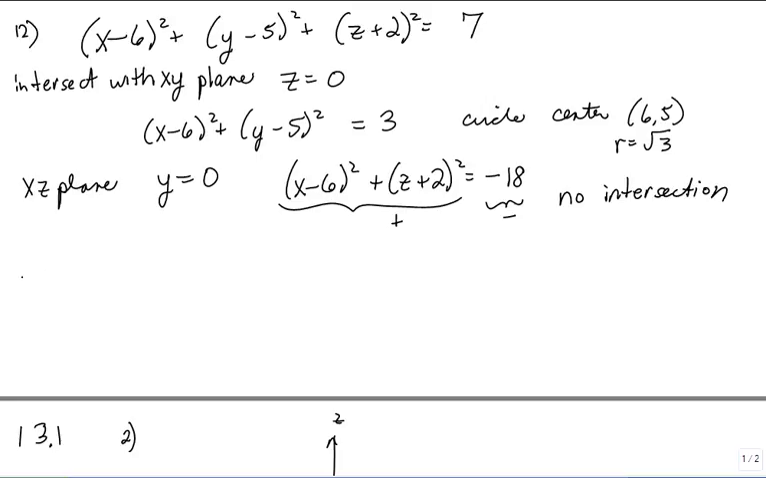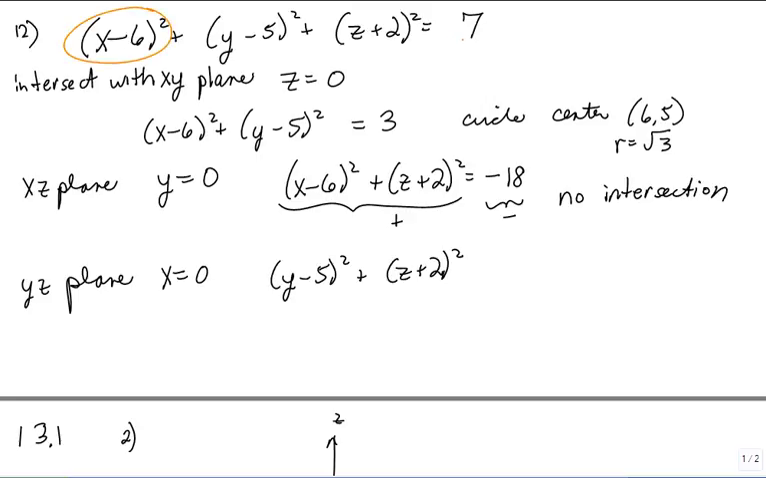If you do the yz plane, then x is 0. So we have y minus 5 squared plus z plus 2 squared. And this part right here would be 36. When you bring 36 to the other side, 7 minus 36 is negative. Again, there would be no intersection. So when you intersect a sphere, it's like you cut an orange. What are you going to get? You're going to get a circle in two-dimensional, in 2D, or R2 space.